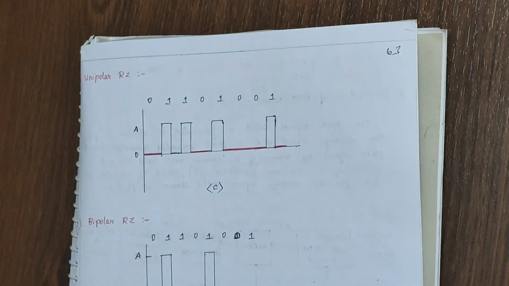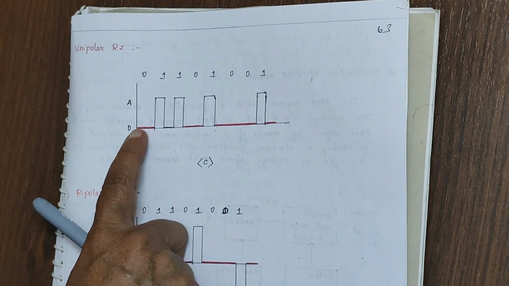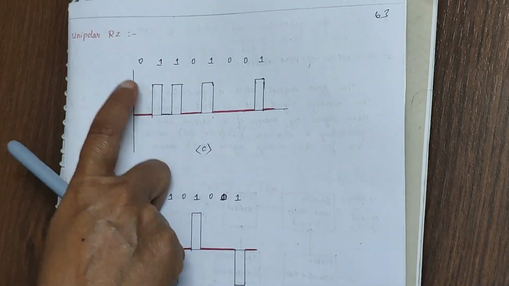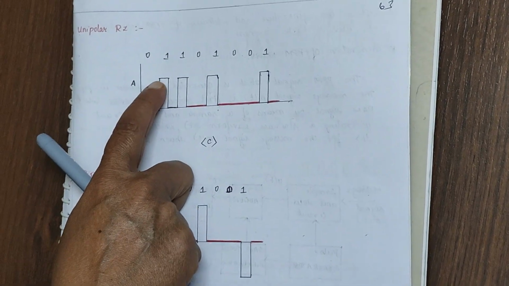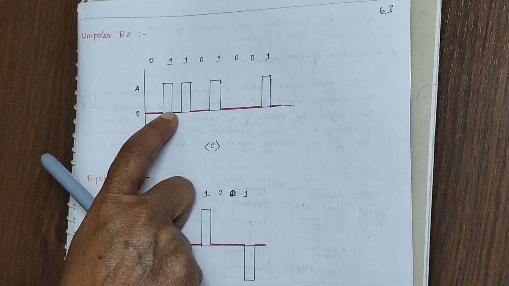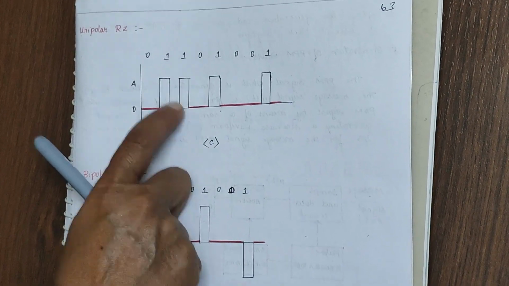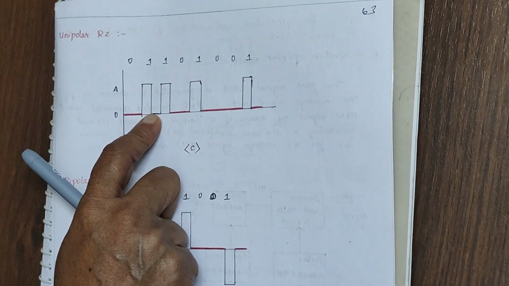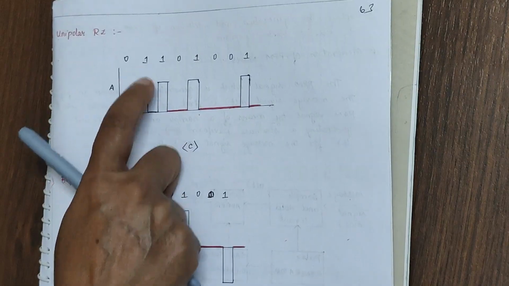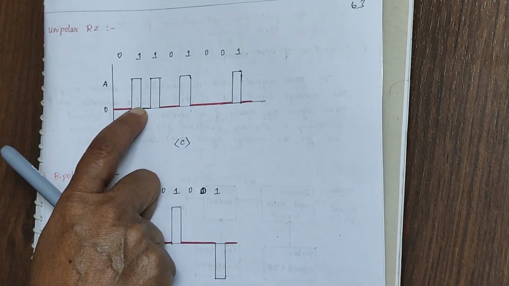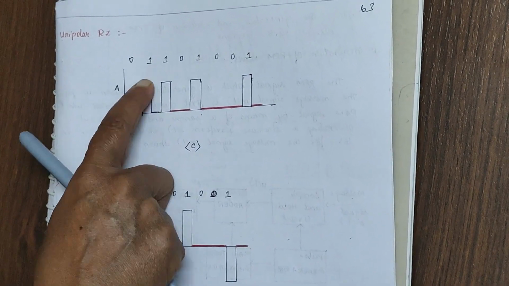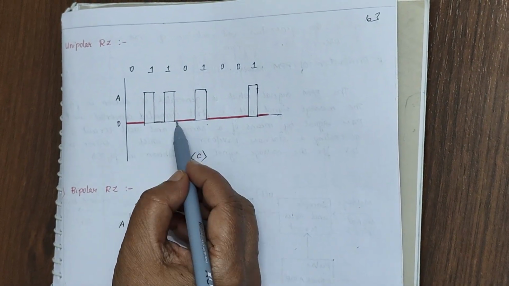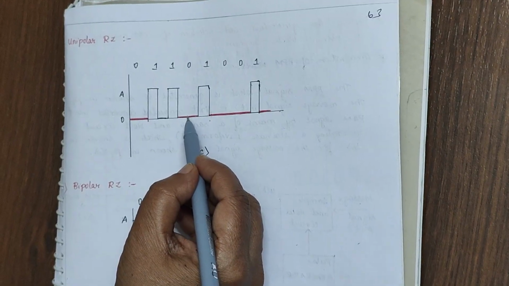In unipolar return to 0, symbol 0 is represented by 0. Symbol 1 is represented by return to 0: 1 for the half duration, and 0 for the other half duration. That is return to 0. Before completing 1 bit duration, it returns to 0. Similarly, 1 is 1 for half duration and 0 for the other half. Next, again we have 1 for half duration, and the other half duration it is 0.